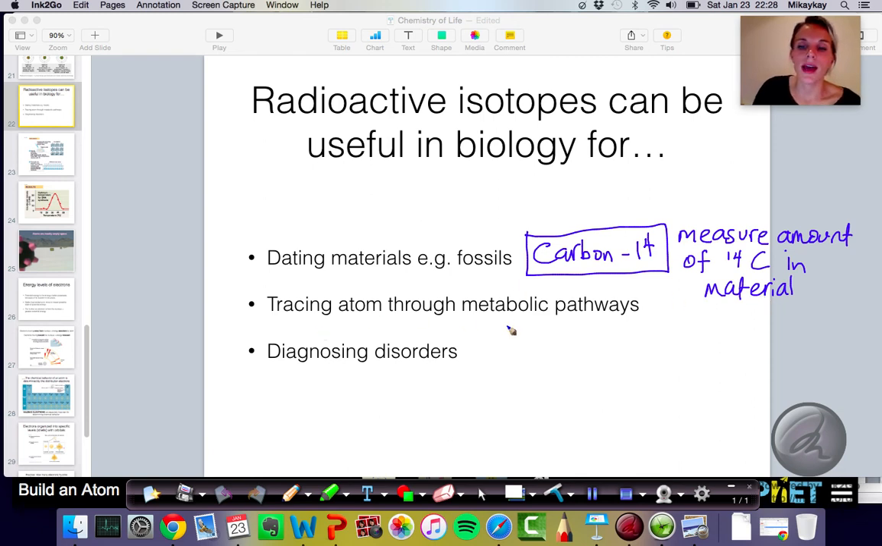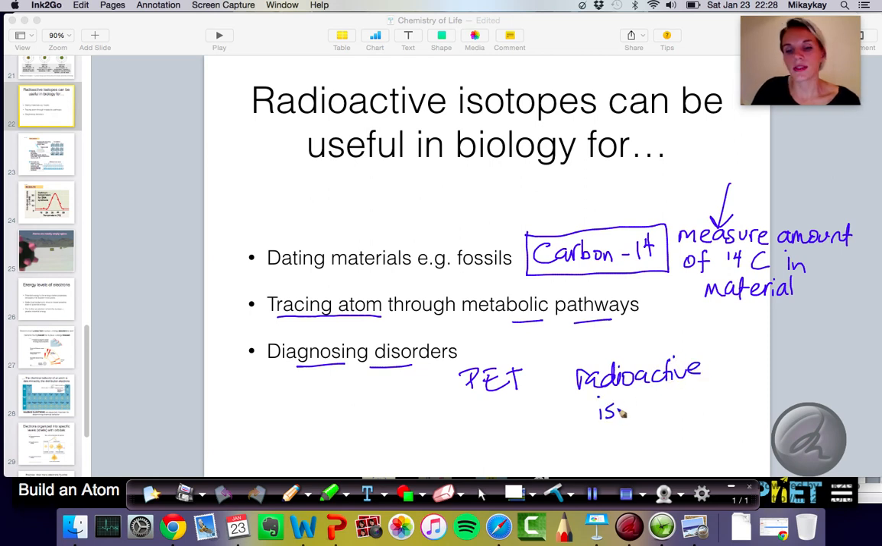Another thing that isotopes can be useful for is to trace an atom in some kind of metabolic pathway in an organism, in a cell, in your physiological systems in your body. And I think on the next slide I will go over an example of how that can be used. And the other way it can be used is for diagnosing disorders. So we can use PET scans to measure activity in a particular area, because we can measure, again, these radioactive isotopes.